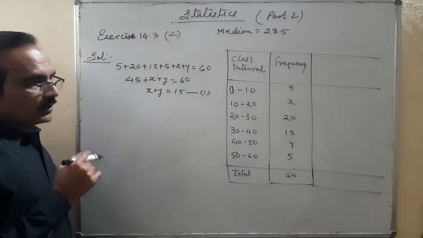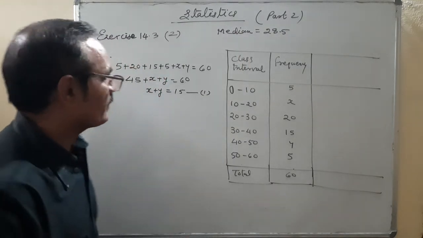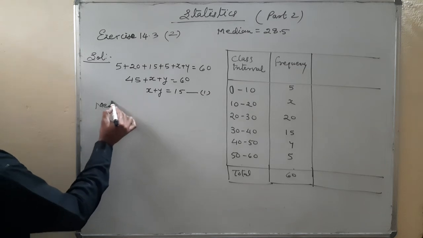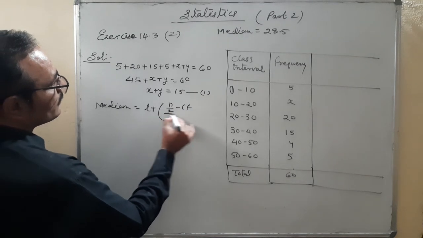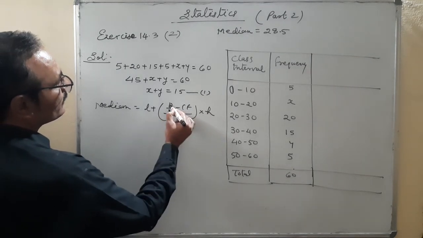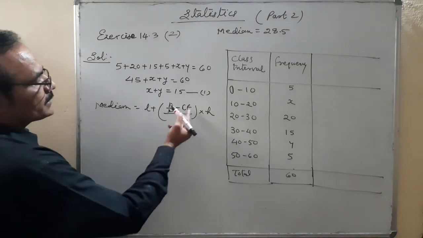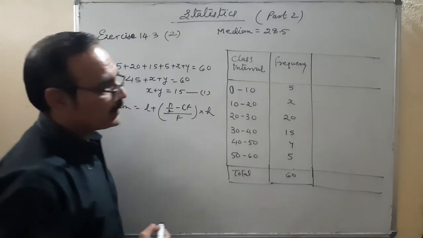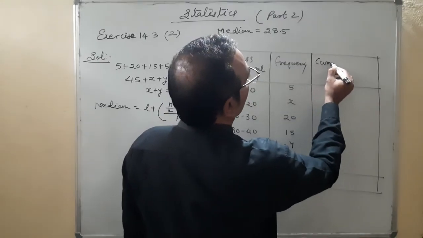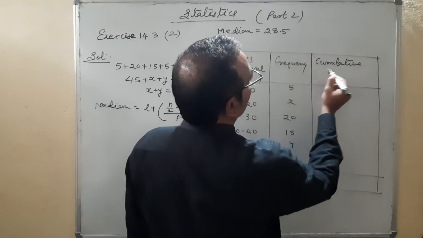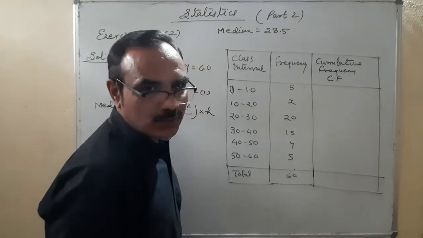I have got it. Now for finding the second equation, because median is given, we'll have to use the formula of median. What is the formula of median? Median is equal to L plus (n by 2 minus cf) upon f into h. So first of all, cf is required. One column is required, that is cumulative frequency, CF.